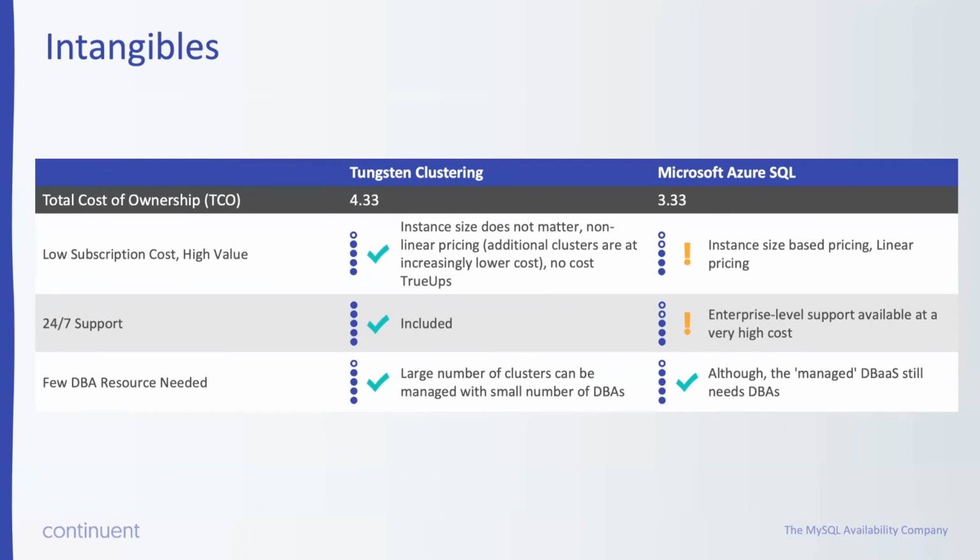So with Tungsten Clustering, it's kind of an interesting model. We don't care about the instance size. We don't care about how many CPUs, how much RAM. We're not really looking at the deployment on that level. We're really looking at how much you have deployed. And it's not going to be a linear pricing as you deploy more clusters. So a customer deploying 100 clusters is definitely not paying 100 times more than a customer deploying one cluster. So it's definitely not a linear increase.